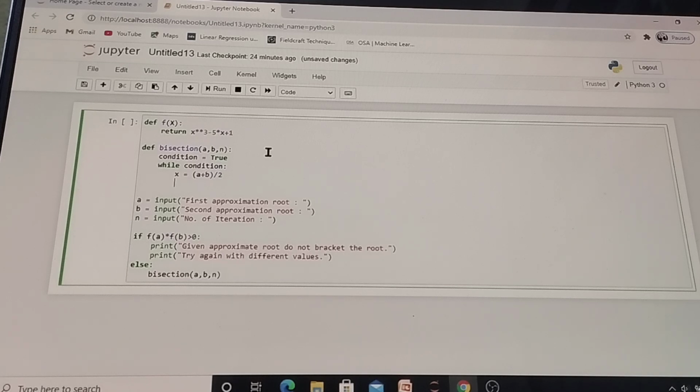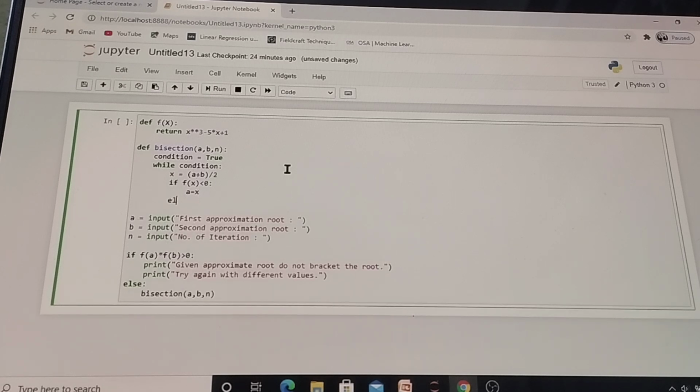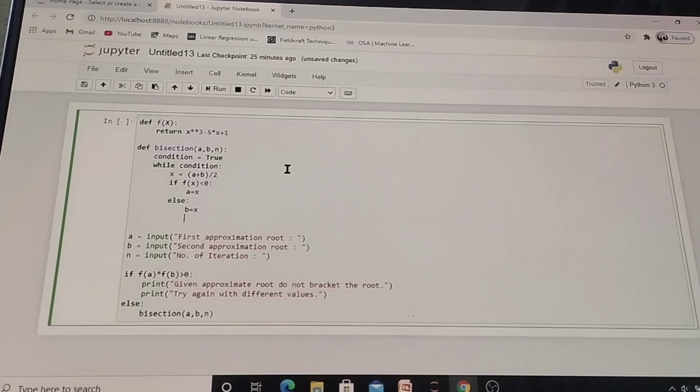So here I am going to check the value of f of x. So again, using the if statement, if f of x is less than 0. Okay, if f of x is less than 0 means what? It is showing the negative value. So a should be replaced with the value of x, right? And if it is not like that, that is else, if f of x is not less than 0, then the value of b should be replaced with x. Okay, this is the actual programming related to bisection method. Okay, so this will be the execution for the bisection method.